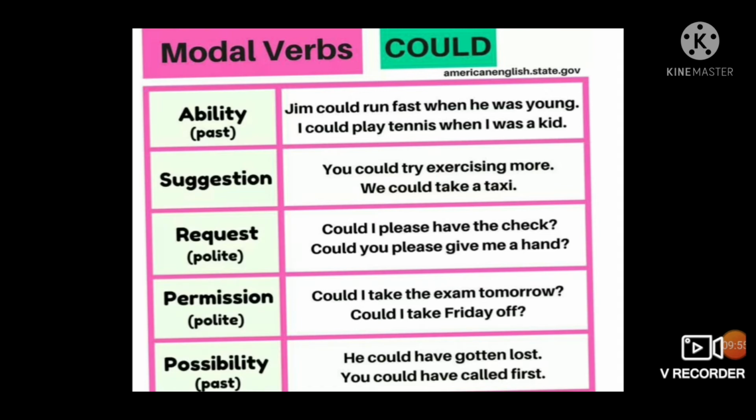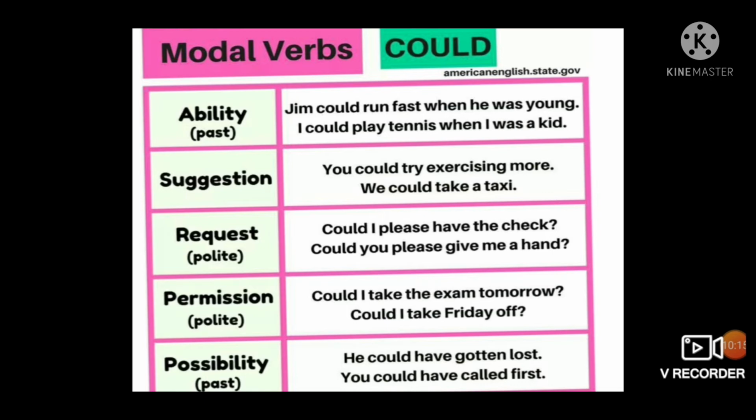Then, while making a suggestion also, we can use could. You could try exercising more. That means we suggest to others. So you could try exercising more. We could take a taxi. So it's offering a suggestion.